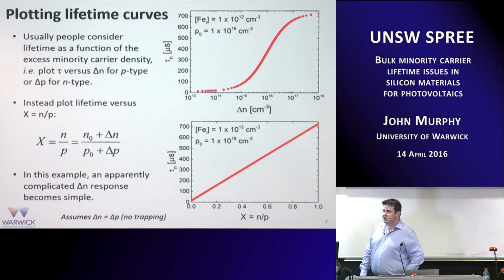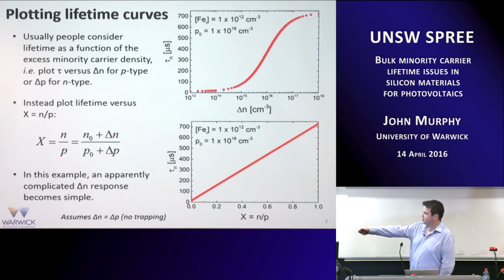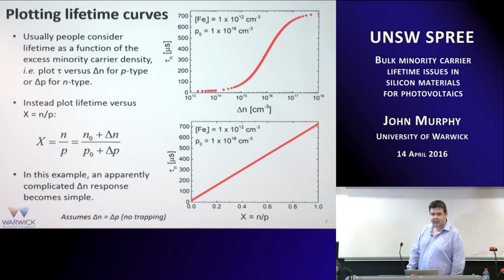So if you instead, when you're doing a lifetime plot, rather than plotting lifetime against delta N, plot lifetime as a function of this parameter x, which is the ratio of the total electron concentration to the total hole concentration, you get completely different behaviour.